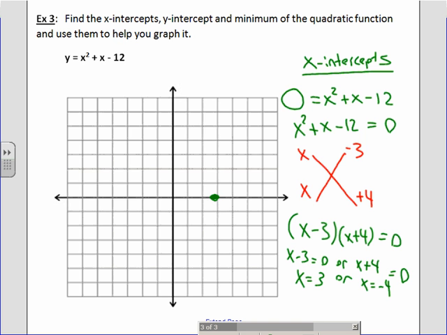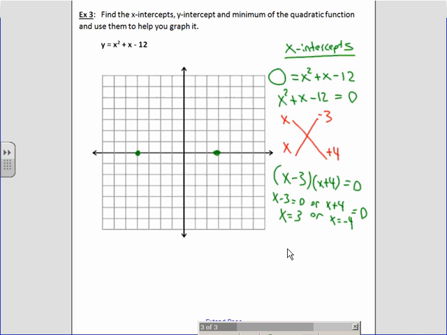x equals 3, x equals negative 1, 2, 3, 4. I'm assuming the scale is by ones on this graph. Now, I'm going to extend the page a little bit. The y-intercept, remember, is clear from the function. Y-intercept is negative 12. So I go down 1, 2, 3, 4, 5, 6, 7, 8, 9, 10, 11, 12. And the y-intercept is down there somewhere at negative 12.